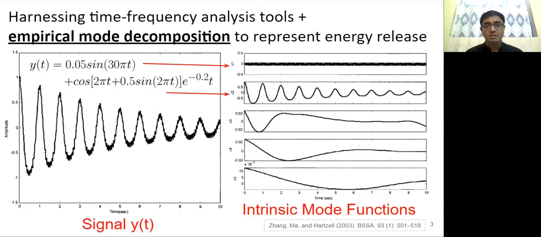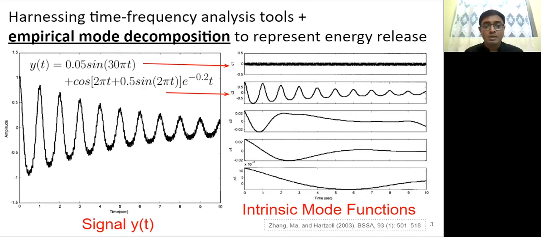Empirical mode decomposition, first proposed by Huang and others in 1998, separates a signal into multiple frequency components, which are called intrinsic mode functions or IMFs. The advantage of this decomposition is that it does not rely on any predefined basis. For example, Fourier analysis relies on a sinusoidal basis. Moreover, EMD is suited to nonlinear and non-stationary signals.